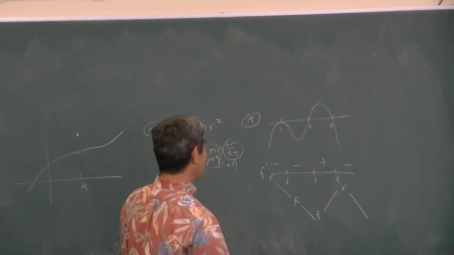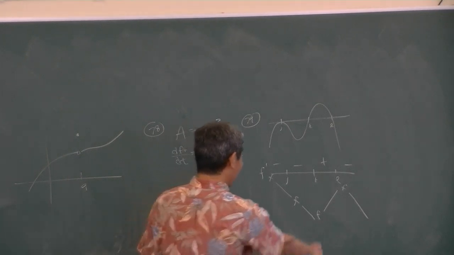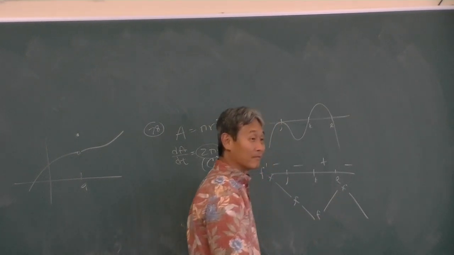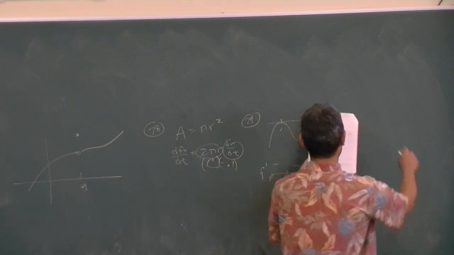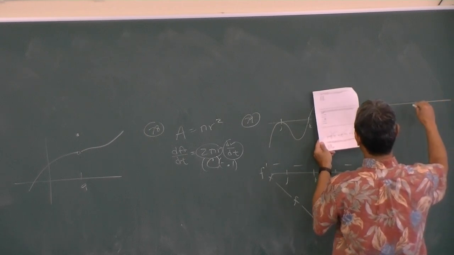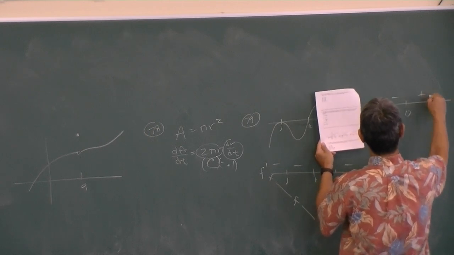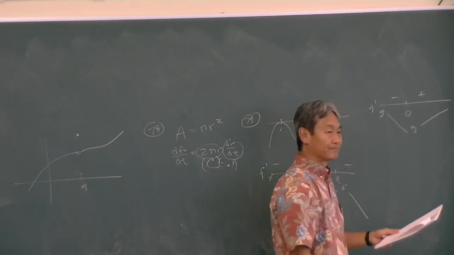F is decreasing. So is there a maximum somewhere? Look at this. Is there a maximum? Right there in L, there's a maximum. So this function has a maximum. Okay, now what about G prime? If I make a number line for G prime, what goes on the number line? Zero. Below, above. G is decreasing, G is increasing. Is there a maximum? No.